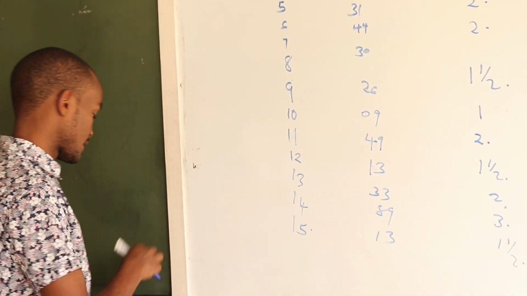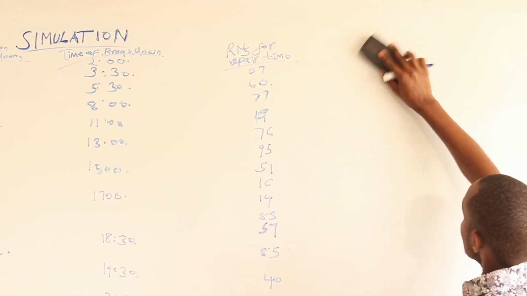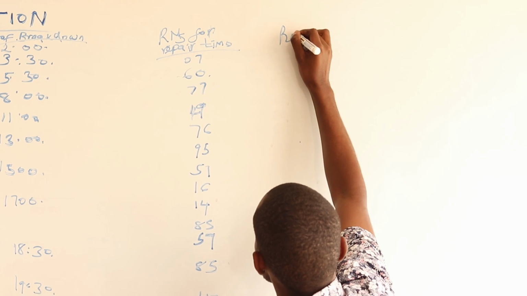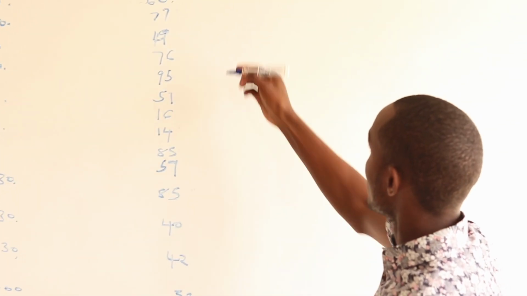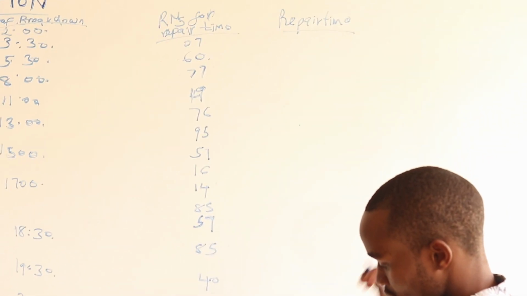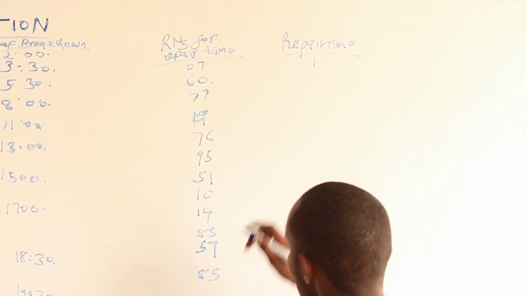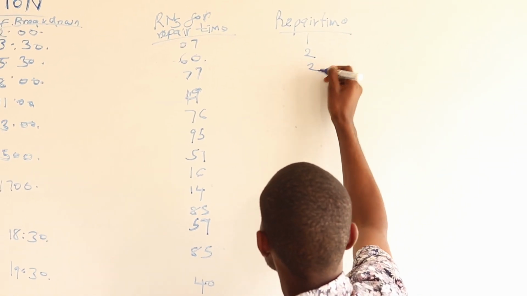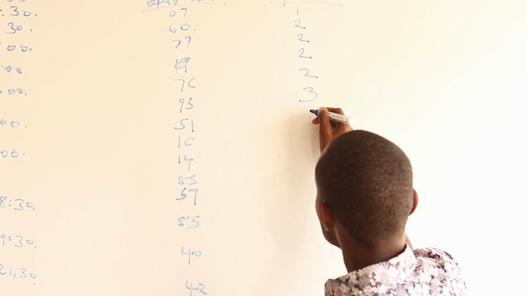So in order for us to get the repair time, we need to use the random numbers and the second table that we prepared to find the repair time. So according to the table that we prepared, this will be the repair time column. So the random number 7 lies between 1 and 28, so the repair time will be 1. 60 lies between 28 and 80, so that will be 2. 77 will be also 2. 49 will be 2. 76 will be 2. 95 will be 3. 51 will be 2.